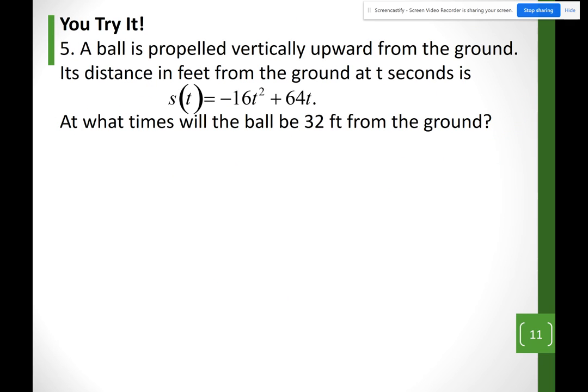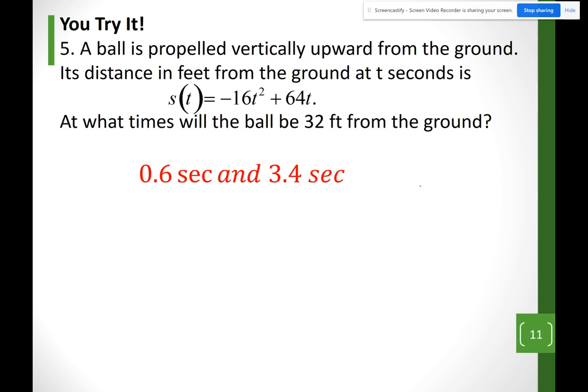Now, this is something for you to try. A ball is propelled vertically upward from the ground. Its distance in feet from the ground at t seconds is given by such formula. At what times would the ball be 32 feet from the ground? Now, in this case, you're going to have two answers, and they're both going to make sense.